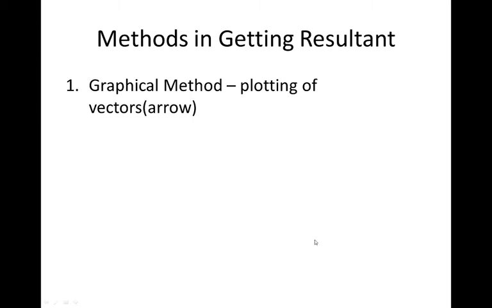So there are two methods in getting the resultant vector. The graphical method, wherein we are basically going to plot vectors in the form of arrows. If you have two or more arrows, we will have to plot them and combine them to determine the resultant, just like this one. The first way of doing the graphical method is the head to tail or triangle method.